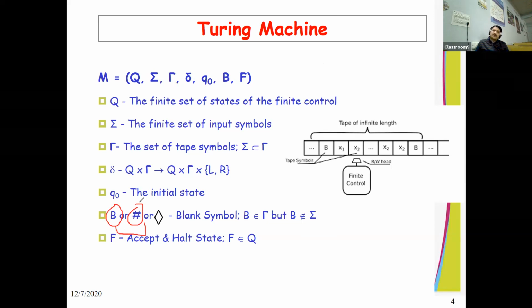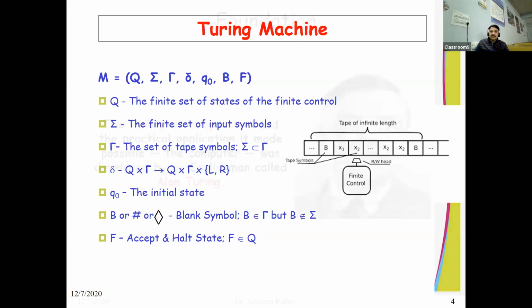So you have to watch out, if you don't see a blank in the machine, don't wonder why blank is not there. In place of blank it may be possible that hash sign will be used. So just try or check in the given problem. Okay, so this is all about the Turing machine portion.